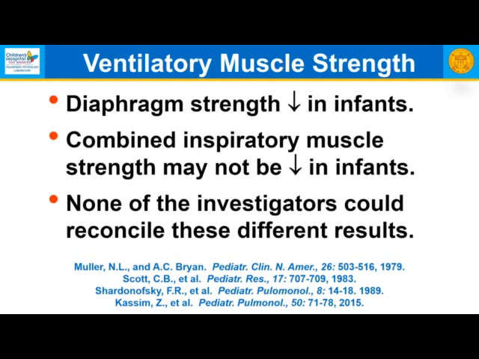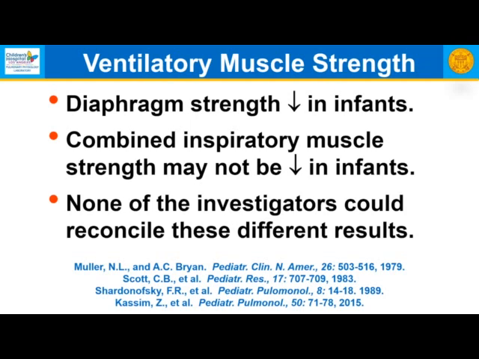Dr. Scott showed that diaphragm strength decreased in infants. The other 2 investigators showed that combined inspiratory muscle strength may not be decreased in infants. None of the investigators could reconcile these results. First of all, the latter studies were done after Chip Scott studied the diaphragm, so we did not know about them. And the other two authors did note our study, but didn't have a way to reconcile the differences.